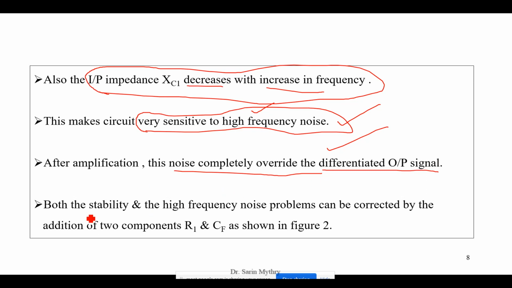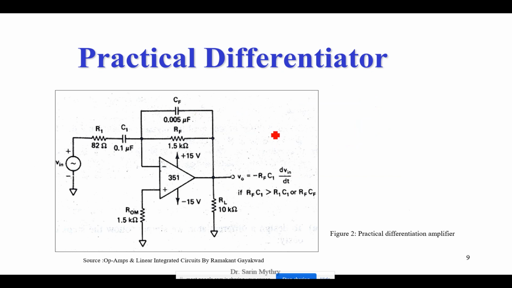Both the stability and the high frequency noise problems can be corrected with the help of the addition of two components, R1 and CF, which is shown in the next one. So now, how to correct this? We are going to add the two components R1 and CF. This R1, I was talking about this R1. R1 and CF are connected to the differentiator. Earlier we had only C and RF. Now we are connecting R1 and CF.